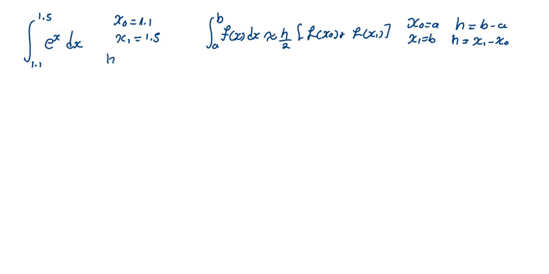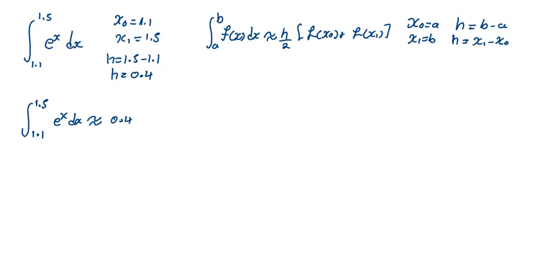Our h is just going to be equal to 1.5 minus 1.1, and we end up with 0.4. So our h is equal to 0.4, and we have everything that we need now. So we are going to say the integral from 1.1 to 1.5 of e to the x dx is approximately equal to our h, which we have already found is 0.4.